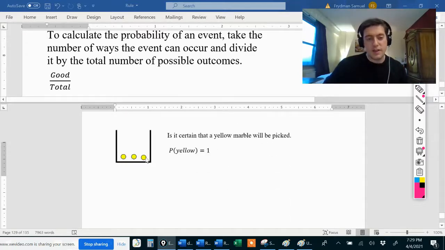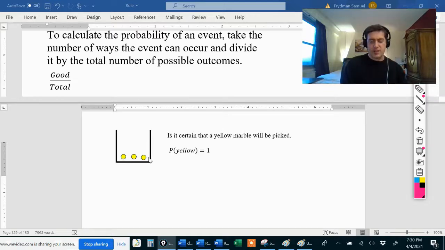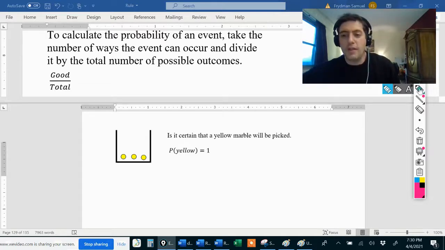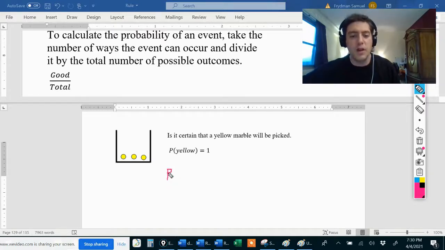So I want to move on to this last one. Here we said that if I reach into this box and pick out a marble, certainly I'm going to get a yellow marble, right? And when I have a situation like that where something is definitely going to happen, then the probability that I'll get is 1. So let's see if I do in fact get a probability of 1 here.